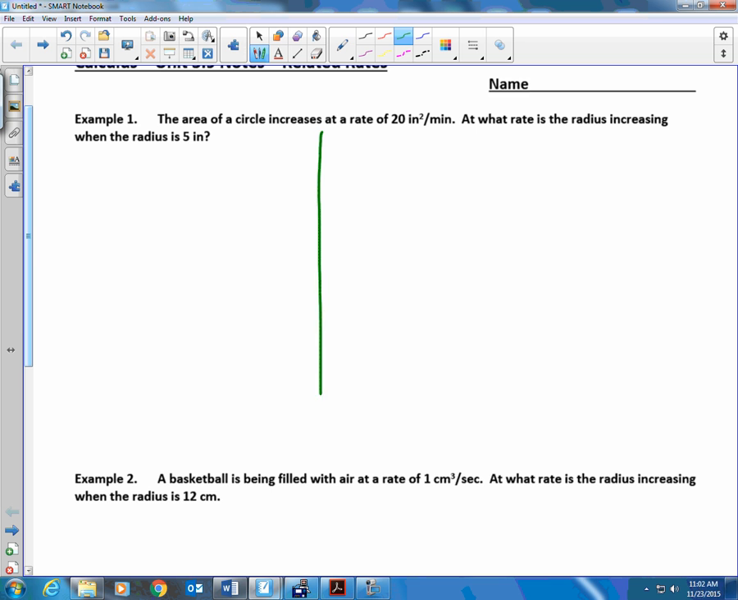Let's look at this situation. I'm going to draw a box because that's what I do when I encounter word problems all the time. It says the area of a circle increases at a rate of 20 inches squared per minute. At what rate is the radius increasing when the radius is 5 inches?